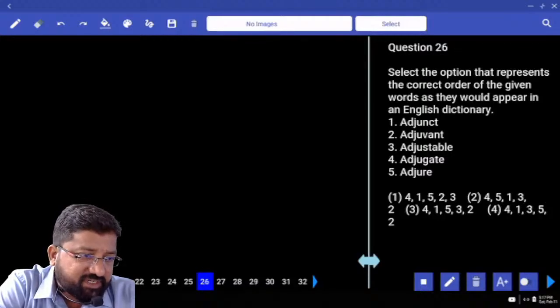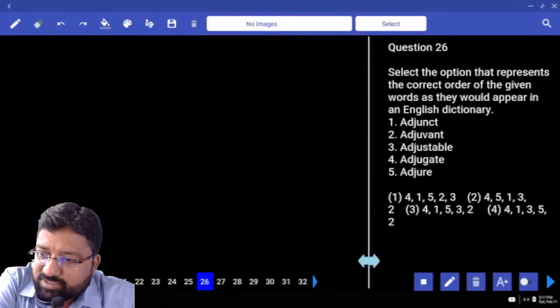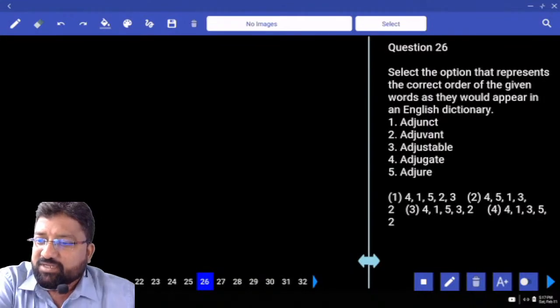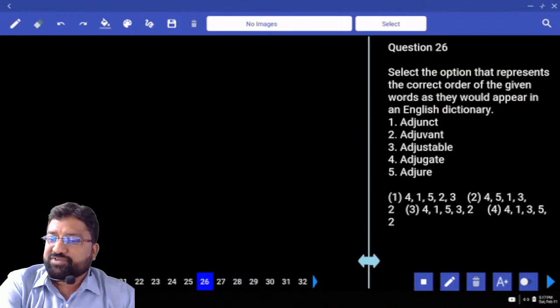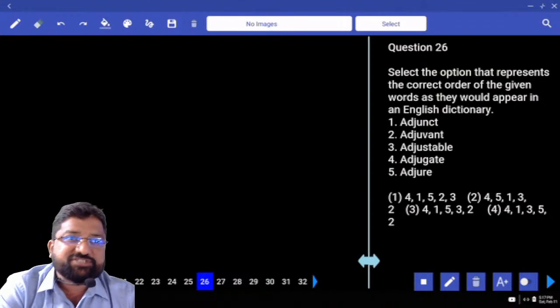General intelligence and reasoning part. Let us look at the first question from this part here. Select the option that represents the correct order of the given words as they would appear in dictionary order.